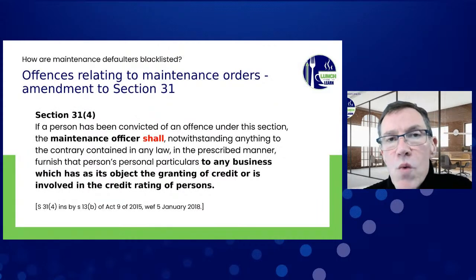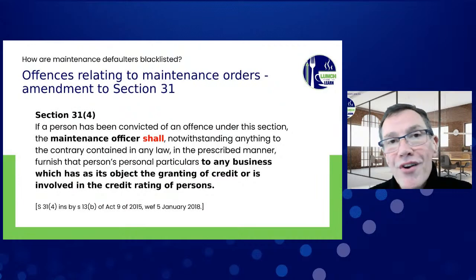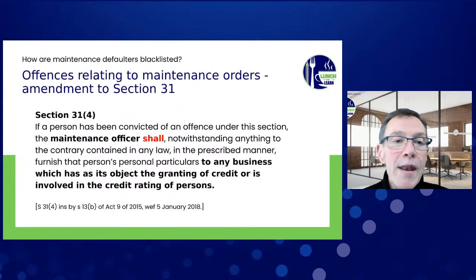If one looks at Section 31, it deals with people that are convicted on the criminal side of defaulting on maintenance obligations. If they've been found guilty, then in terms of Section 31(4), the maintenance officer shall give those details through to any business that has the object of granting credit or is involved with the credit rating of persons. So after a person has been found guilty in terms of Section 31, specifically invoking Section 31(4), those details need to be given through by the maintenance officer to all the credit bureaus. Is it done in practice? The answer is no.